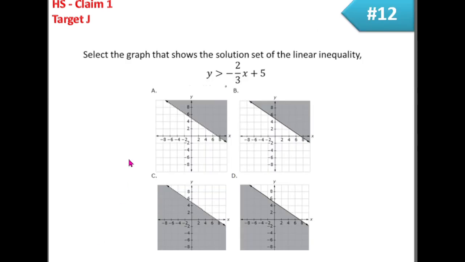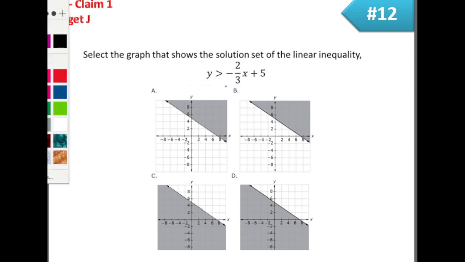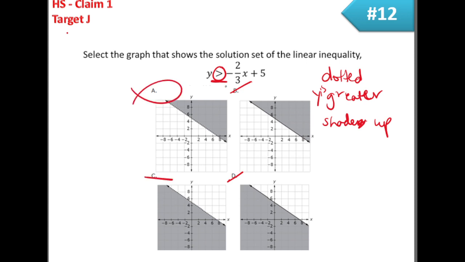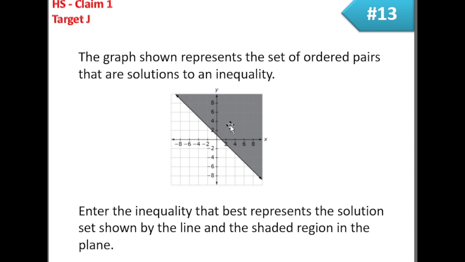Okay, next. Here we did this. We did this in class. Also did this in your quiz. The best part is when they are all graphed correctly already. Since this does not have the line underneath, it will be dotted. So it can't be B or D. Since y is greater, we will be shading up. So it can't be C, so it's A. I won't even check the answer because it's true.